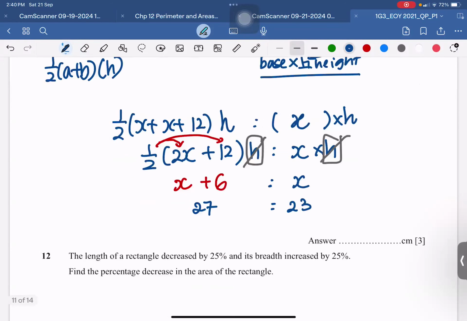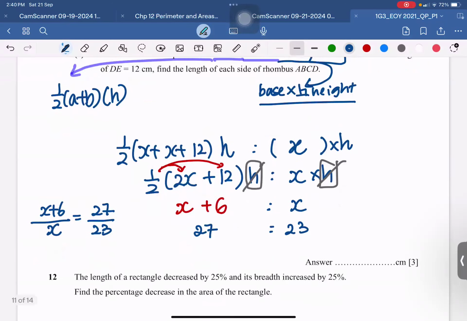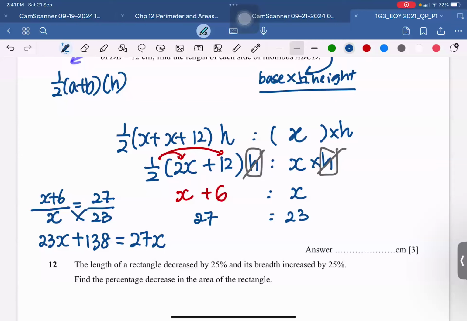So I have the ratio from here, my algebra ratio. If I want to form a ratio, I'll put x plus 6. I'll write it as a fraction. Then this is 27/23. You notice I cannot just minus away and say it's equal to 6, right? So I need to deal with fractions. Let me try to cross multiply this. 23x plus 138. Then 27x over here.